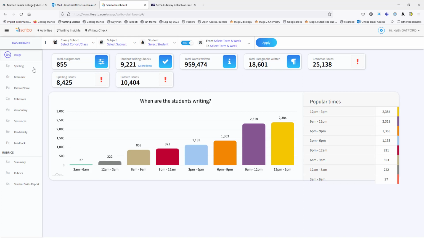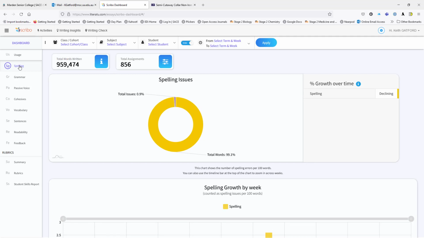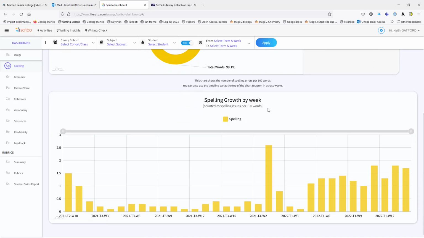Now over on the left, we've also got all of those characteristics that we've been looking at with our student writing checks. So for instance, spelling. Give it a few seconds. So it's saying that spelling has actually been declining over time. Now there is a bit of a trick to this one, I'm afraid. If we look down here, we can see right through 2021, there was a bit of a glut of spelling problems in term 4. Funnily enough, that's when a lot of students were finishing off things and putting things through Scribo prior to submitting their final pieces of work.